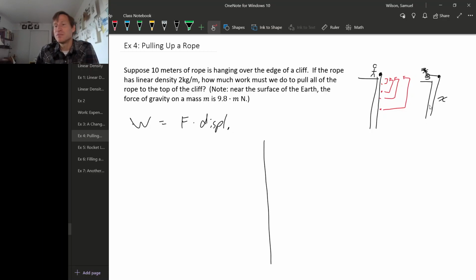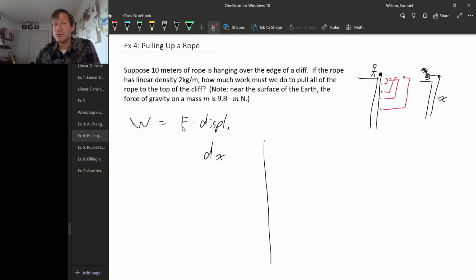As soon as we move this bit of rope up a bit, the very top of the rope we don't have to lift anymore. And so the force that we have to exert changes, because the rope that we have to lift got a little bit lighter. So we only need to make this length of rope move a distance dx. So the displacement is going to be dx in this case.